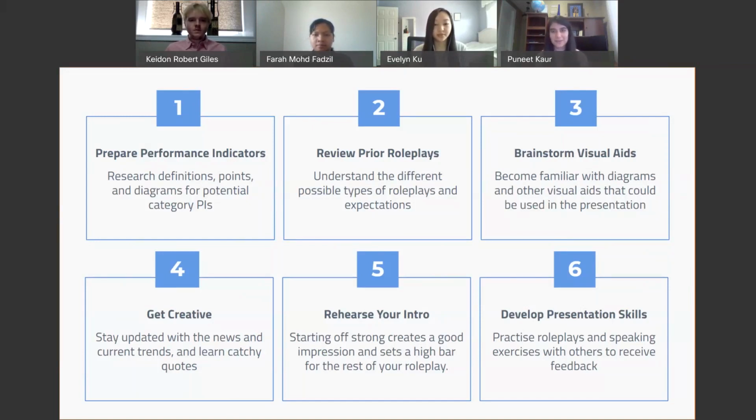All right, so the 4th tip that we have here is a bit of a fun one. It's to get creative and find ways to stand out in your role play, because you are competing with other students in the exact same case, and most of the time your content will be similar, so you want to make a lasting impression on the judge.